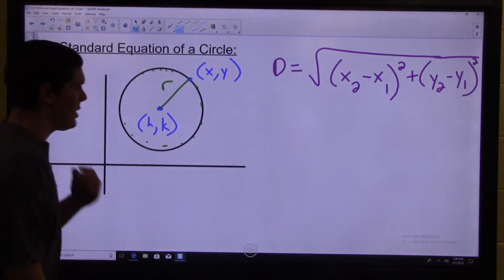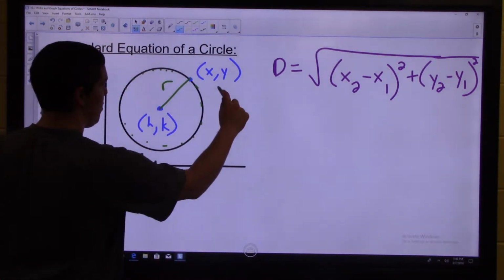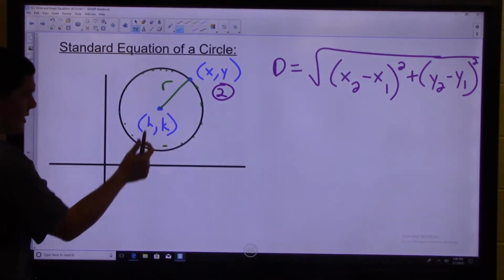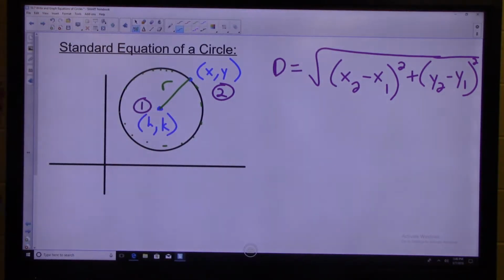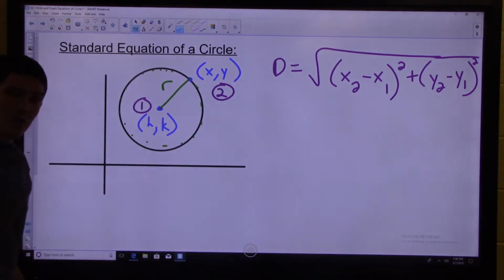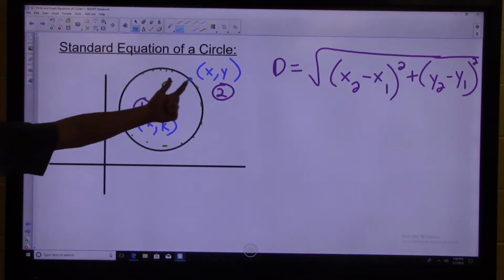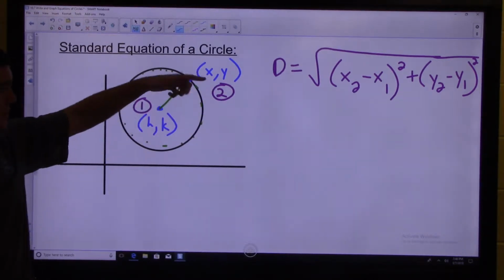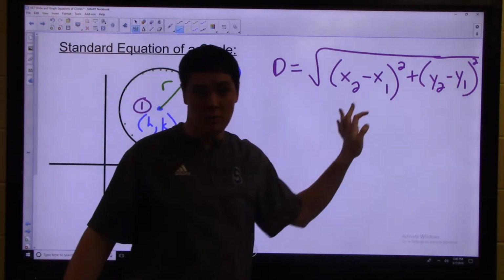So let's say we wanted to call this point 2, and this point, the center, let's call it point 1. Now we can refer to the x coordinate and the y coordinate for each of those points. Okay, let's go ahead and get started. Let's use this distance formula and plug in the values that we have here, the variables for x2, x1, all this stuff.